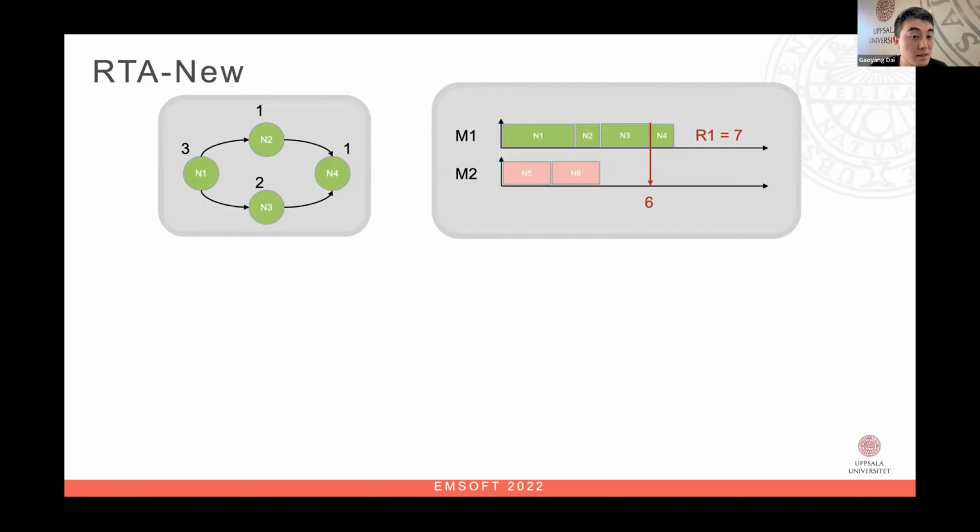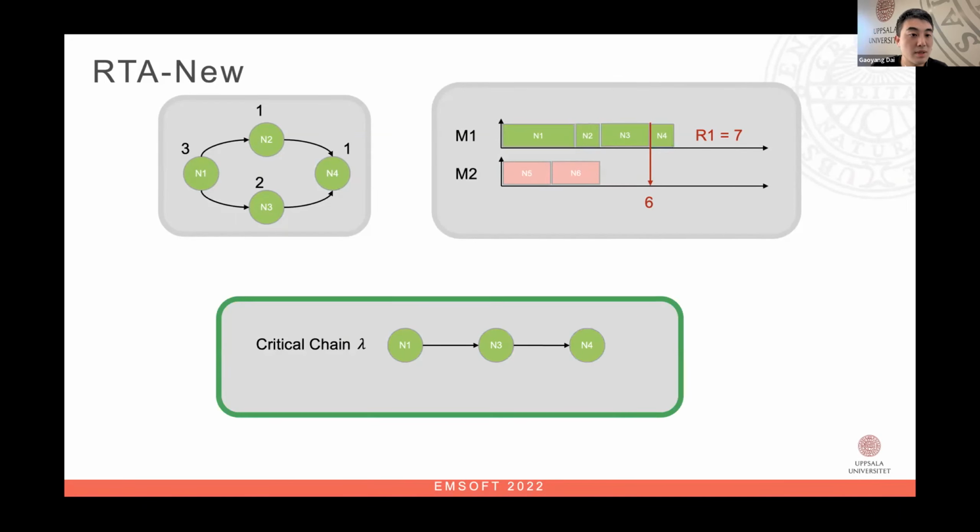Let's go back and have a look at the example. From this worst case schedule, if we go from the end node and consecutively add the latest finished predecessor nodes, we can obtain a critical chain. So here we go from N4 to N3, then N1. Then we get a critical chain lambda for this green DAG. The critical chain has a good property. Blocking can only happen between the nodes in the critical chain. So in this example, only these 3 red arrows can have blocking.